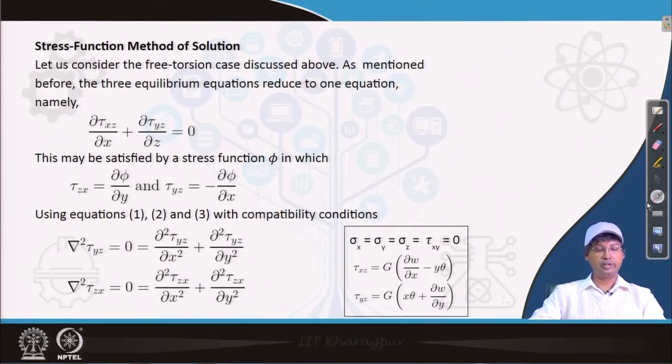let us consider the free torsion case discussed above. Again, we are already introduced to the concept of free torsion. What is free torsion? We have assumed that no cross section, not even the end cross section, is restrained to deform out of its plane. And that is the reason we are saying it is a free torsion. We will be solving that type of problem.